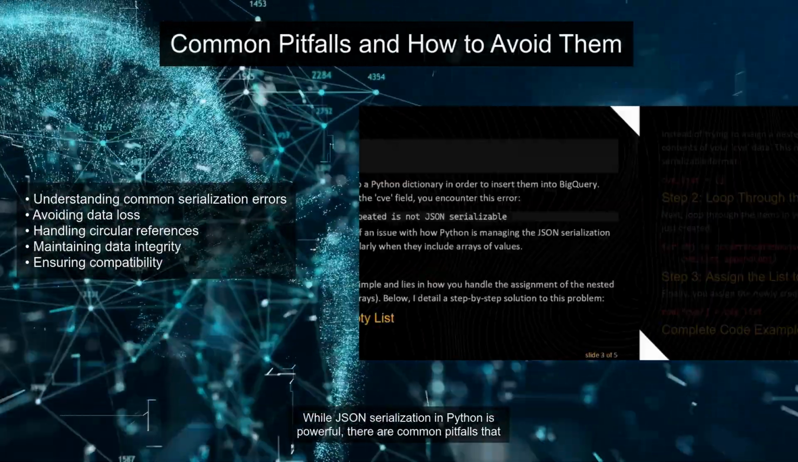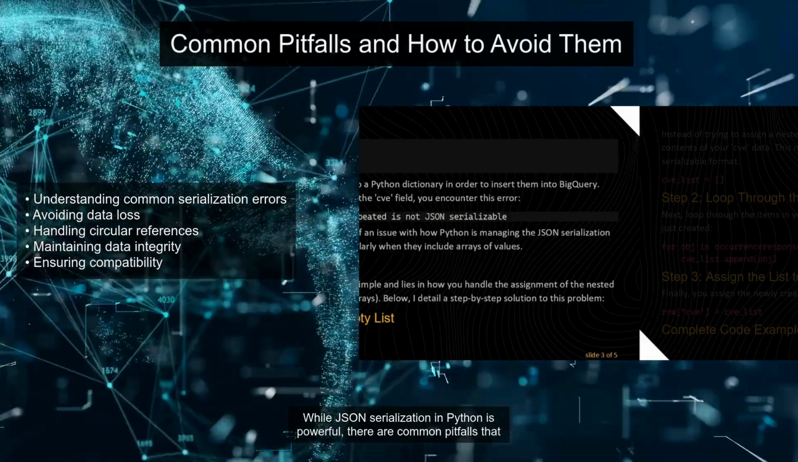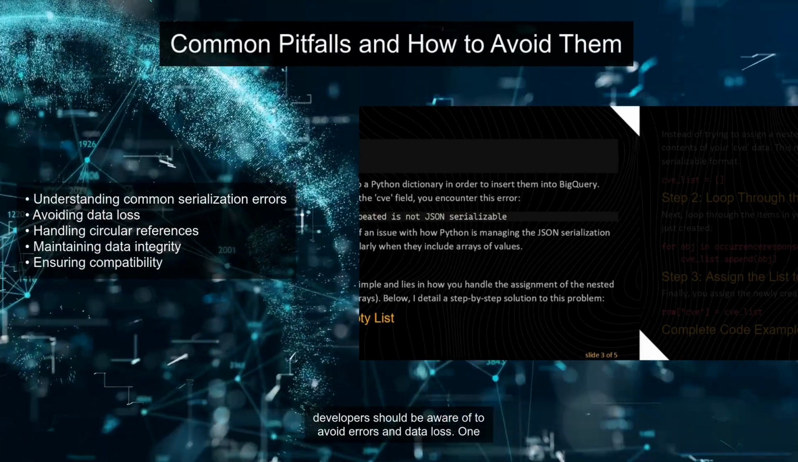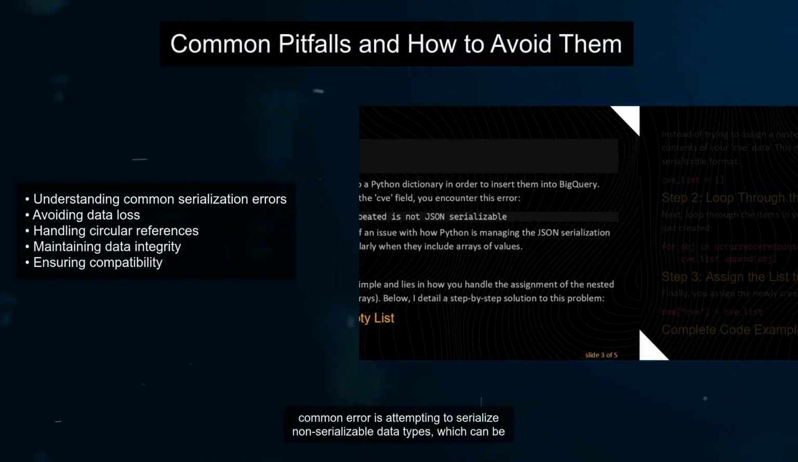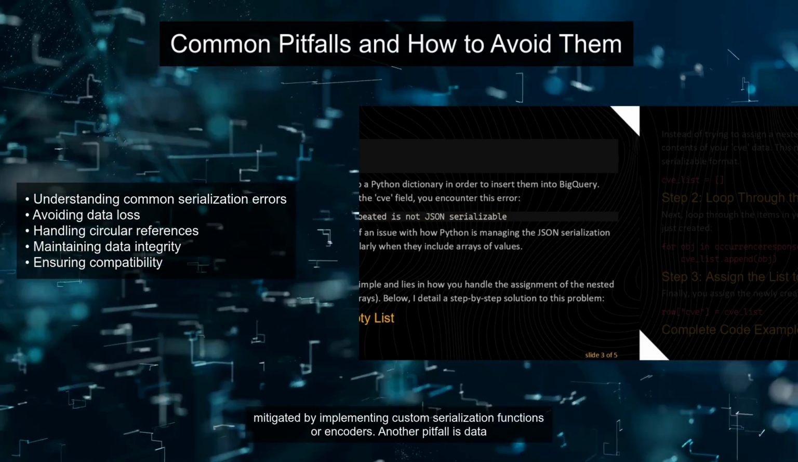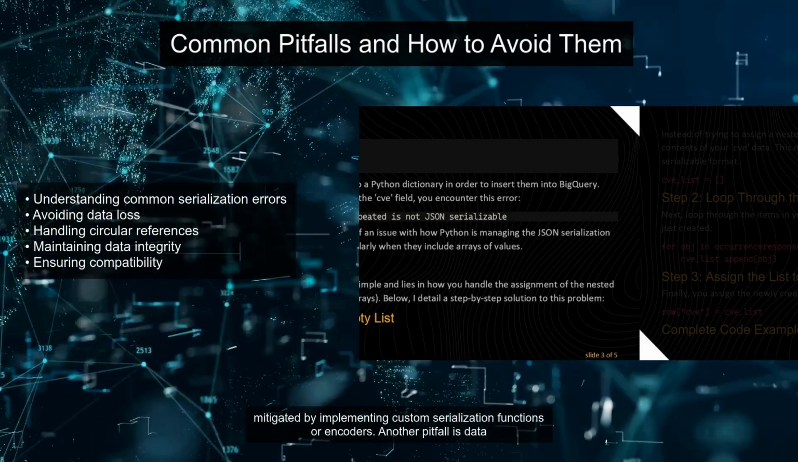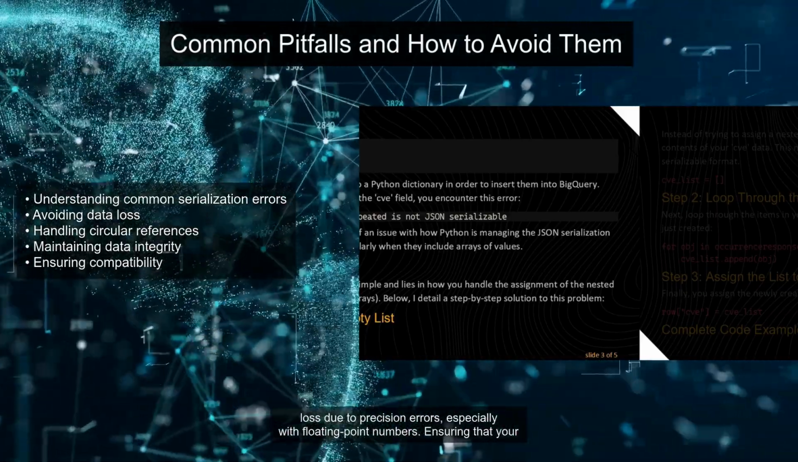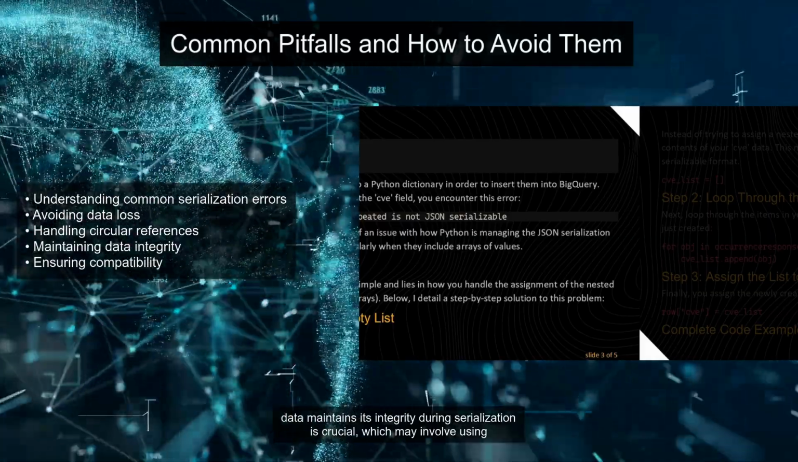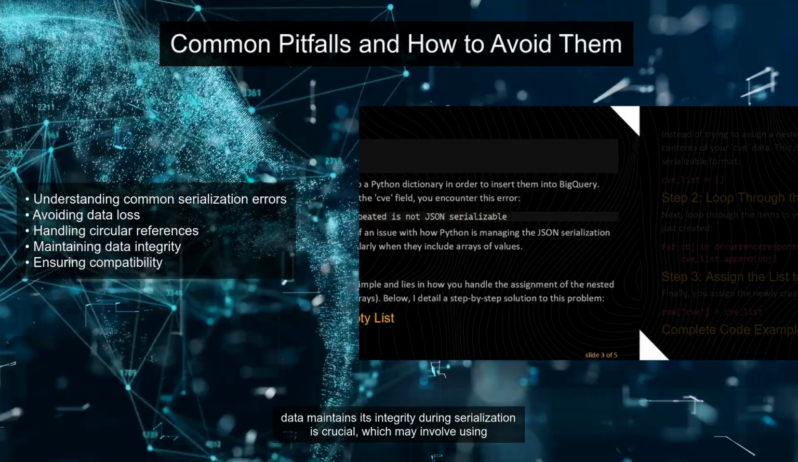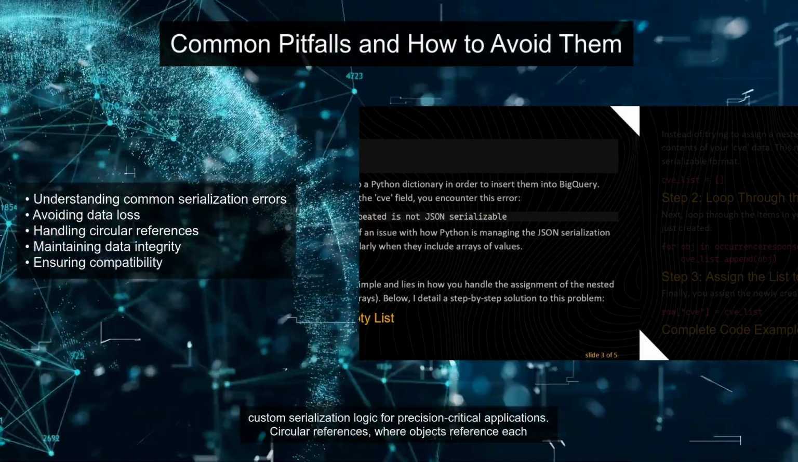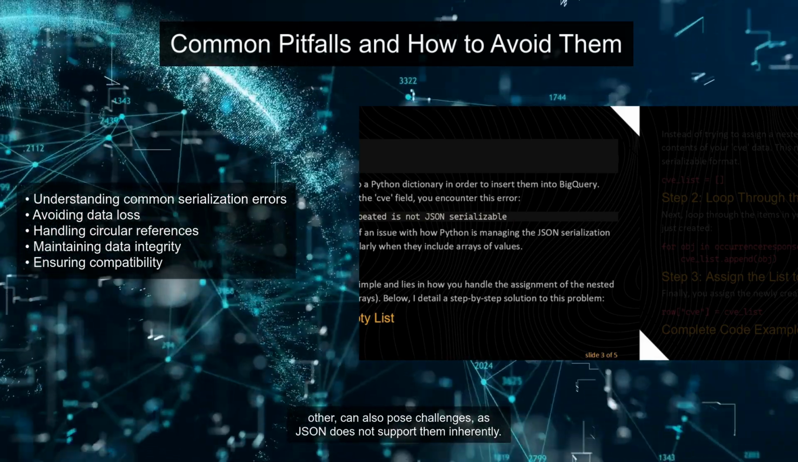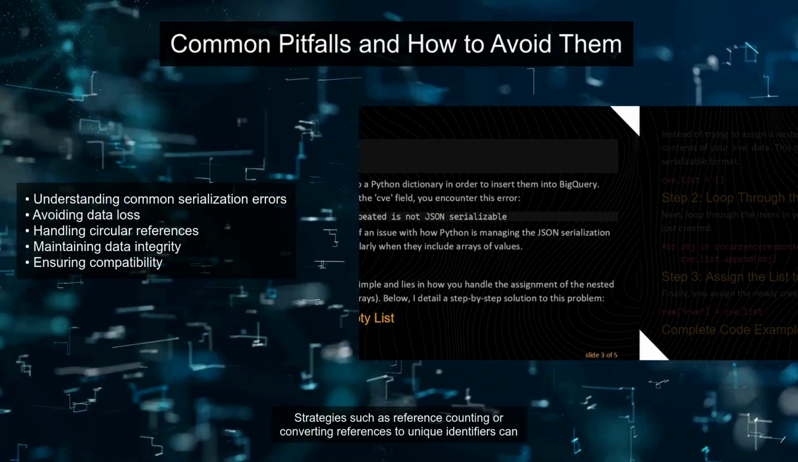While JSON serialization in Python is powerful, there are common pitfalls that developers should be aware of to avoid errors and data loss. One common error is attempting to serialize non-serializable data types, which can be mitigated by implementing custom serialization functions or encoders. Another pitfall is data loss due to precision errors, especially with floating point numbers. Ensuring that your data maintains its integrity during serialization is crucial, which may involve using custom serialization logic for precision-critical applications. Circular references, where objects reference each other, can also pose challenges, as JSON does not support them inherently.